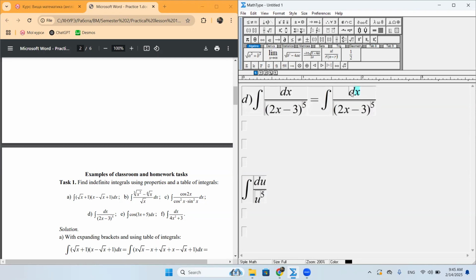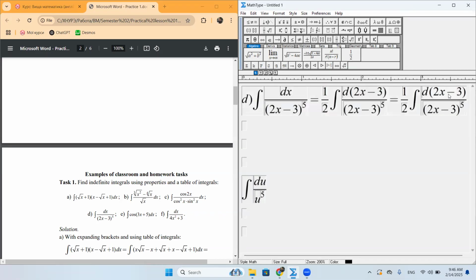So how to do it? We need to receive here, instead of dx, the differential of this expression. But if I differentiate this expression, I will receive 2 dx, so I cannot break the equality. So now we have such an integral. I can even make a substitution like dt, for example, and t here. So now we have a table integral.